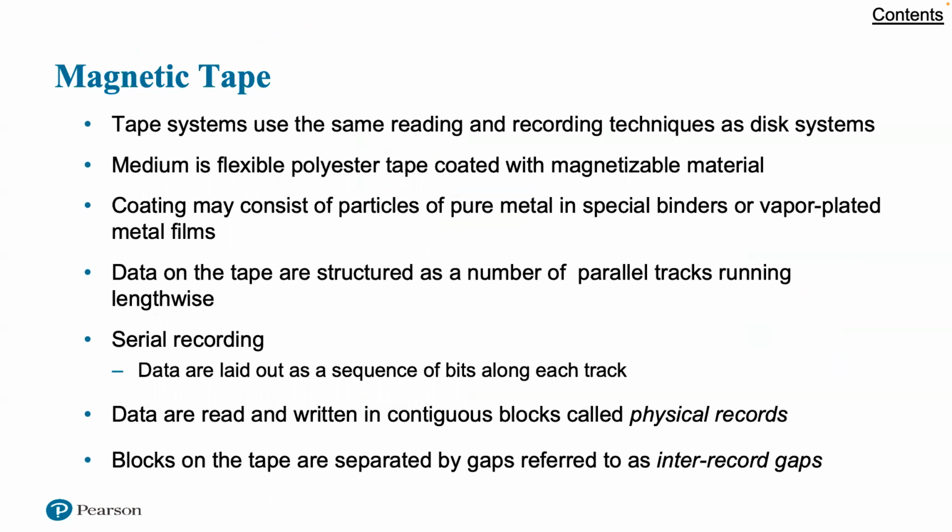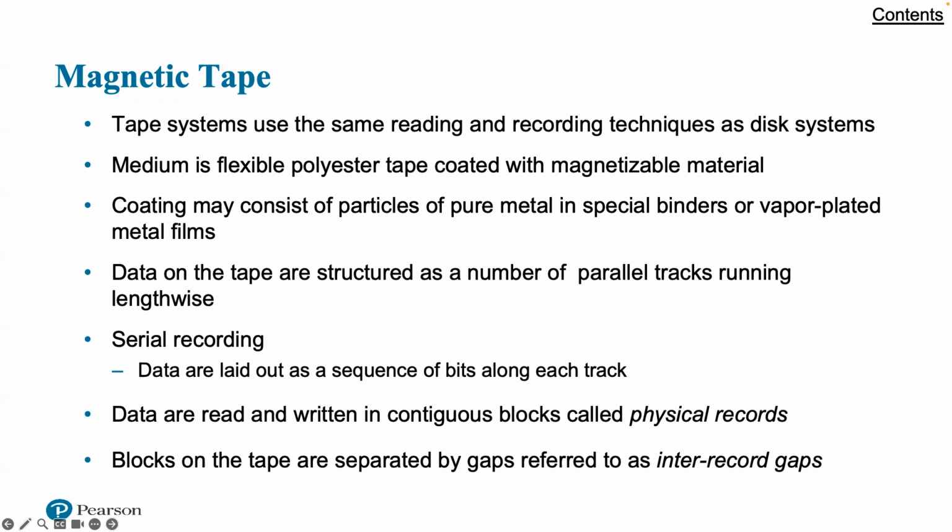The tape systems use the same reading and writing techniques as disc systems. The medium is a flexible polyester, similar to what is used in some clothing. The tape is coated with a magnetic material. The coating may consist of particles of pure metal and specialized binders or vapor-plated metal films. The tape and the tape drive are analogous to the home tape recorder system. The tape widths vary from 0.38 centimeters, about 0.15 inches, to 1.27 centimeters, about a half an inch.